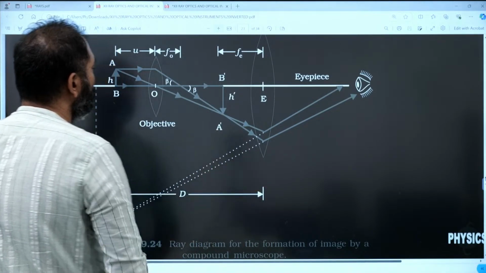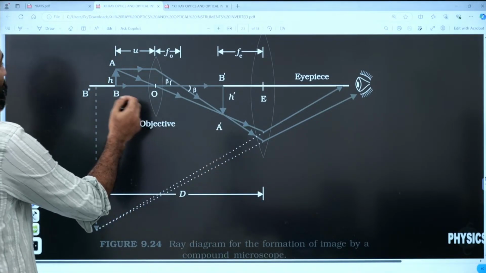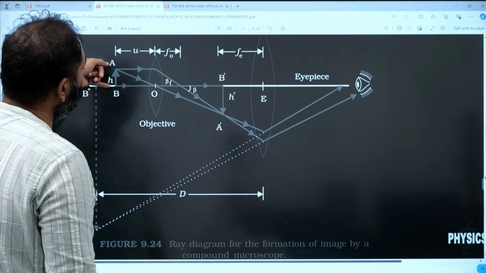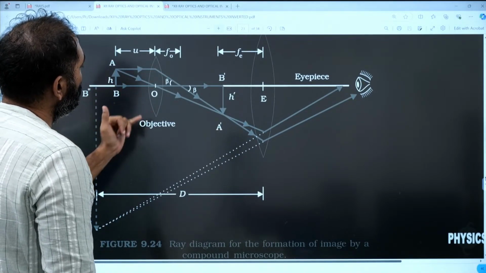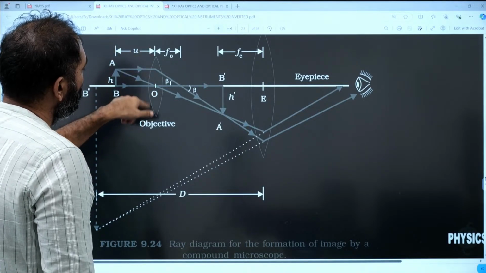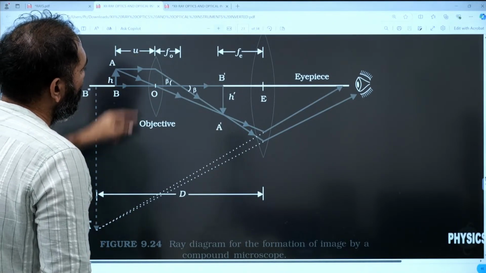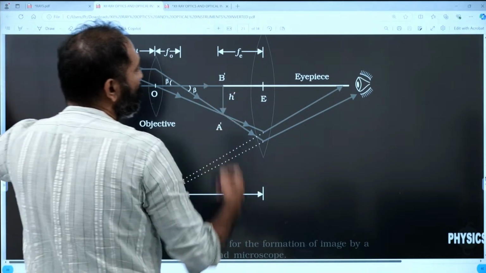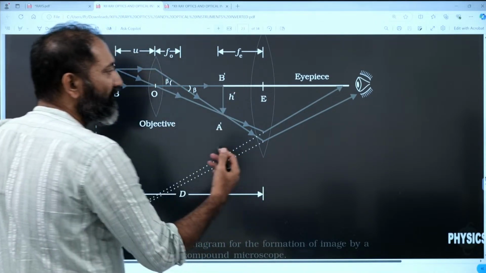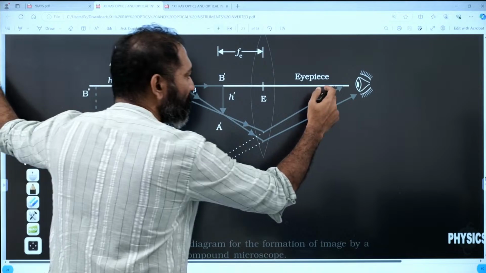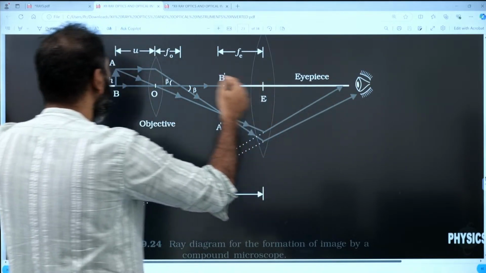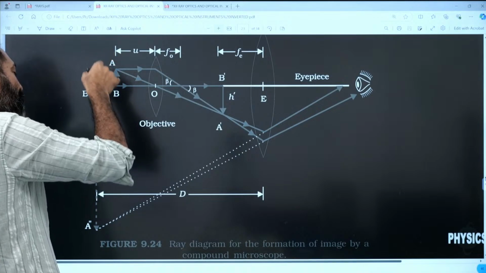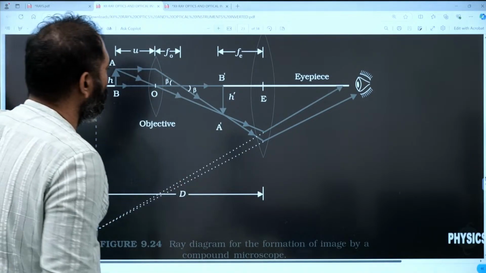Both are convex lenses. See, an object AB of height h is kept at some object distance from the objective lens. FO stands for the focal length of the objective, FE the focal length of the eyepiece. Since the eyepiece is kept closer to the eye, it is called the eyepiece. Since the objective lens is kept close to the object, it is called the objective lens.